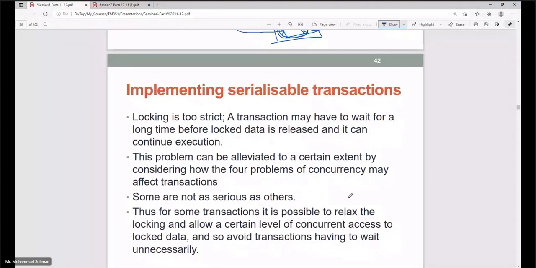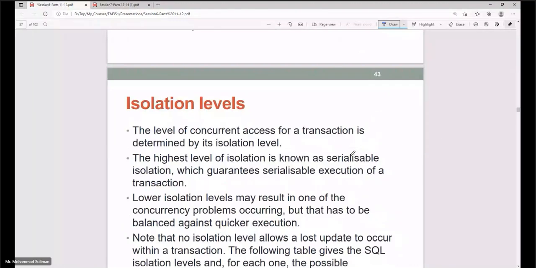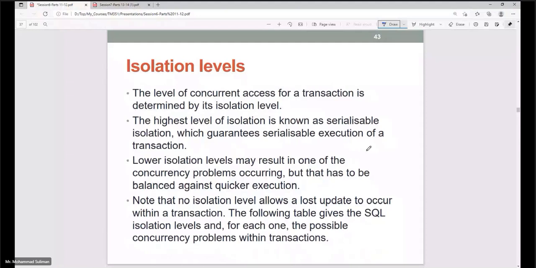So the isolation levels: the level of concurrent access for a transaction is determined by its isolation. The highest level of isolation is known as serializable isolation. It means isolating the transaction, separating the transaction. The highest level is serializable, which guarantees the serializable execution of transactions. The lowest level of isolation may result in one of the concurrency problems. Note that no isolation level allows lost update to occur within a transaction.